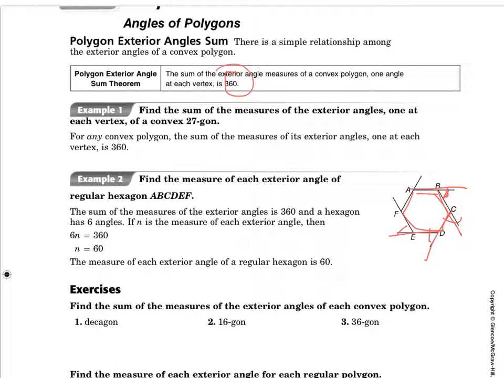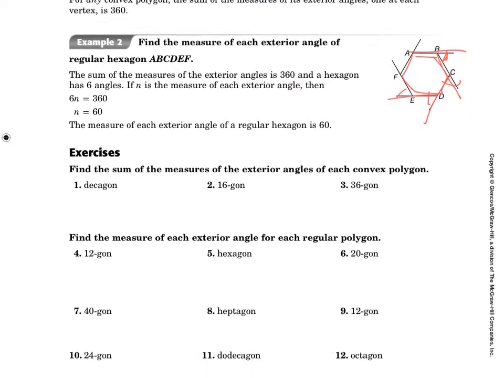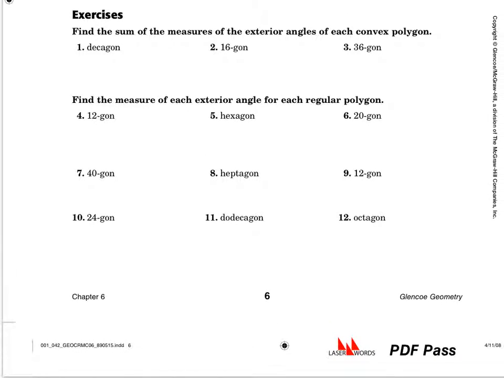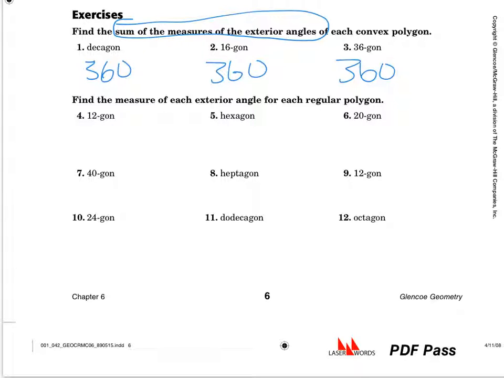When you have to find each exterior angle, like in example 2, all you're going to do is divide that 360 by the number of sides, because you're only going to be able to do that with regular polygons. So that will help you out right there. I'll show you what this looks like. These are going to be the easiest problems on all of your tests. The first directions here say find the sum of the exterior angles. We know that the answer is always 360, I'm sorry, not 36. Bam. Easiest thing ever.